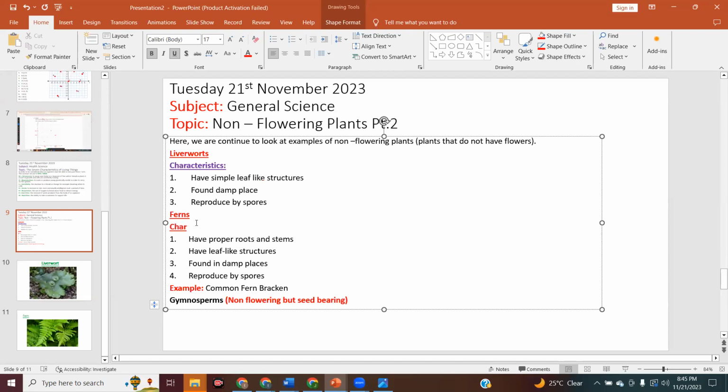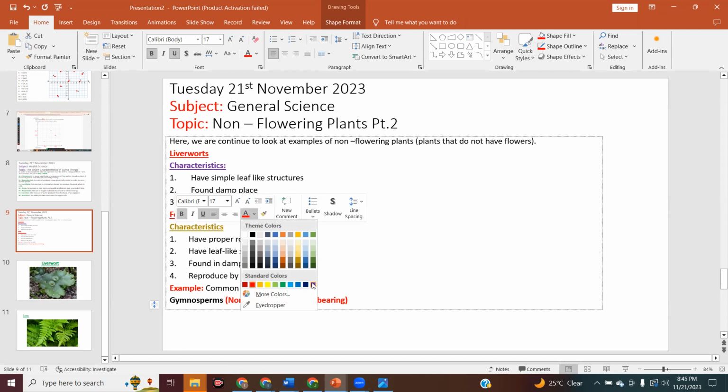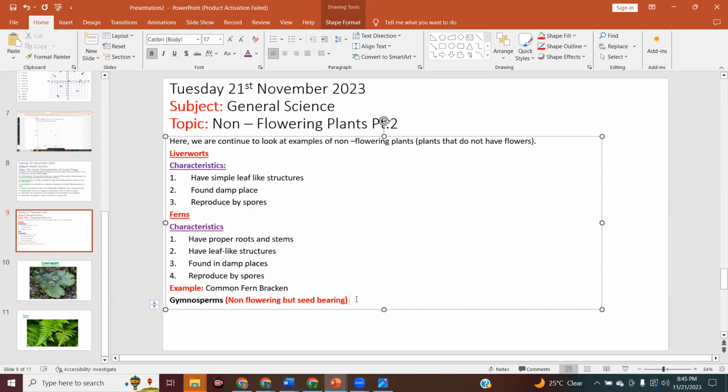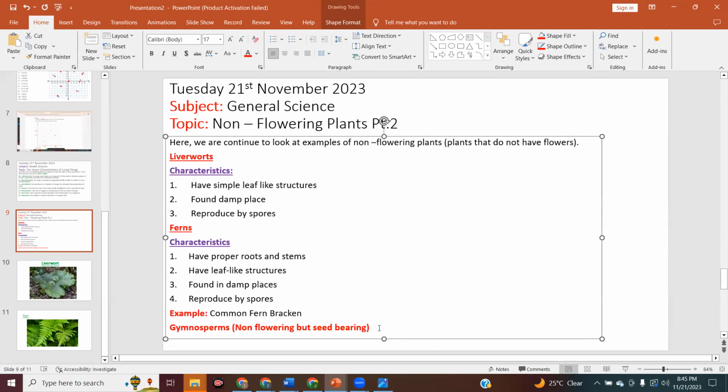So has anyone ever seen pines? Pine trees? Yes, sir. Everyone has seen pine trees. All over Nassau, all over the Family Islands. I don't care where you are in the Bahamas, you've definitely seen a pine tree before.